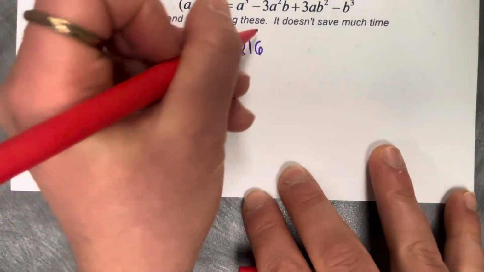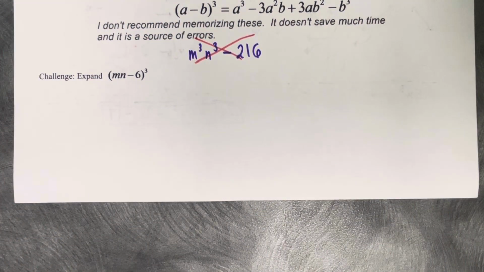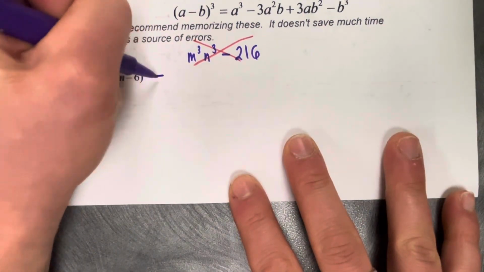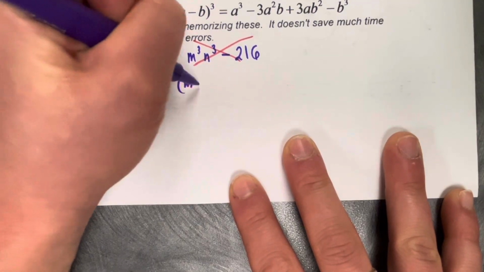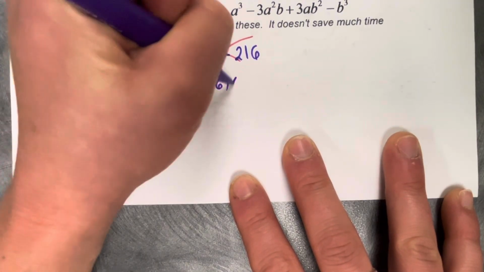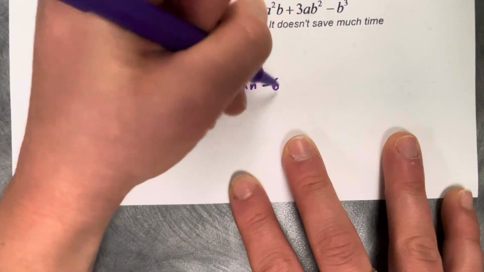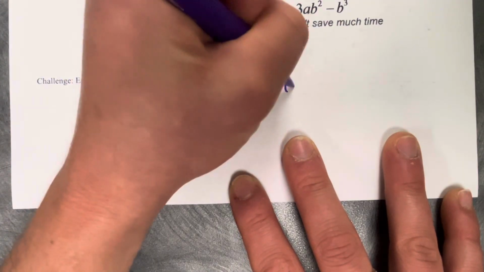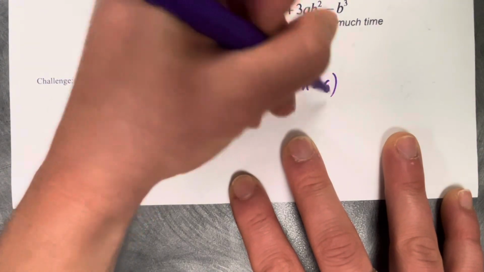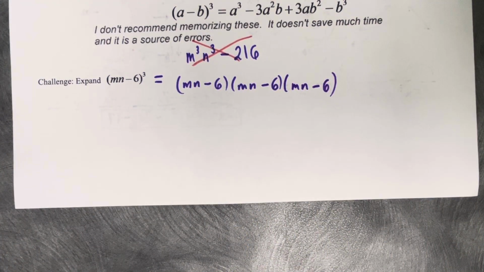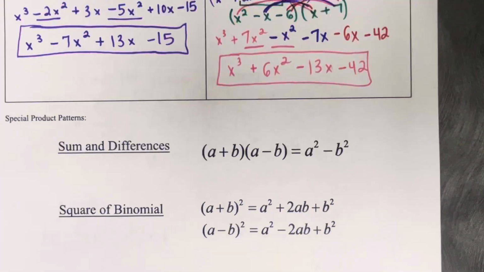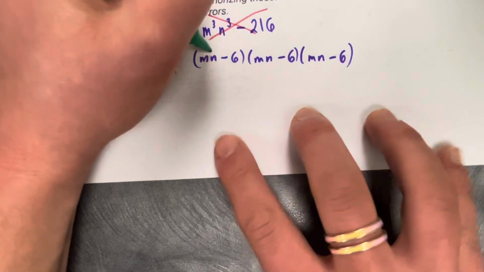It's not that easy. We're actually going to have to FOIL. So we're going to write this out literally 3 times. mn minus 6, 3 times. That's what exponents are. They're repeated multiplication. So now we're going to FOIL just like we did in the problem above. We're going to FOIL the first 2.